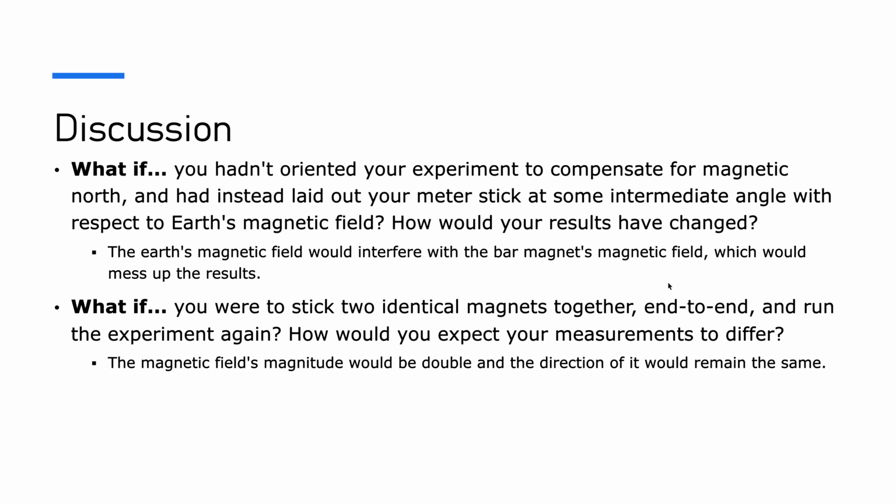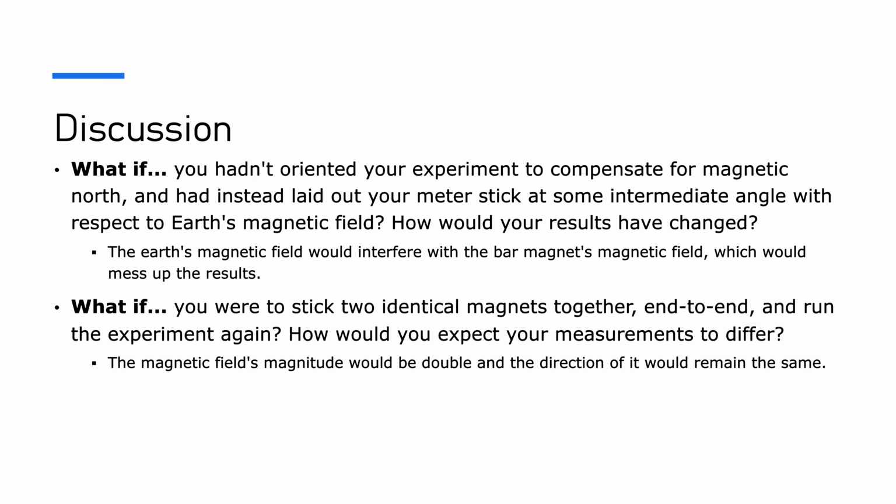Final discussion. What if you hadn't oriented your experiment to compensate for magnetic north, and instead laid out your meter stick at some intermediate angle with respect to Earth's magnetic field? How would your result have changed? My answer to this was the Earth's magnetic field would interfere with the bar magnet's magnetic field, which would mess up the results.